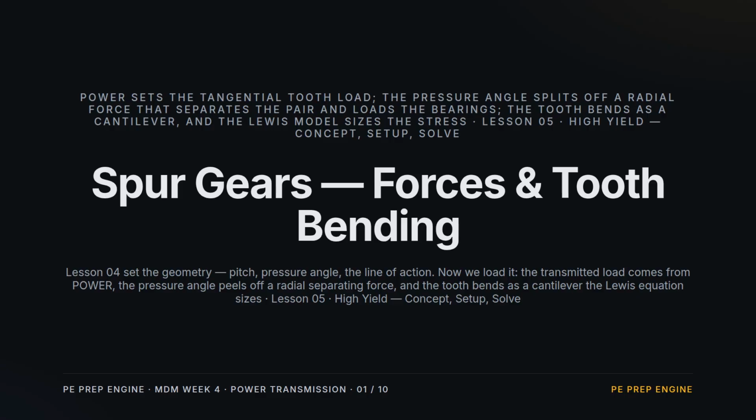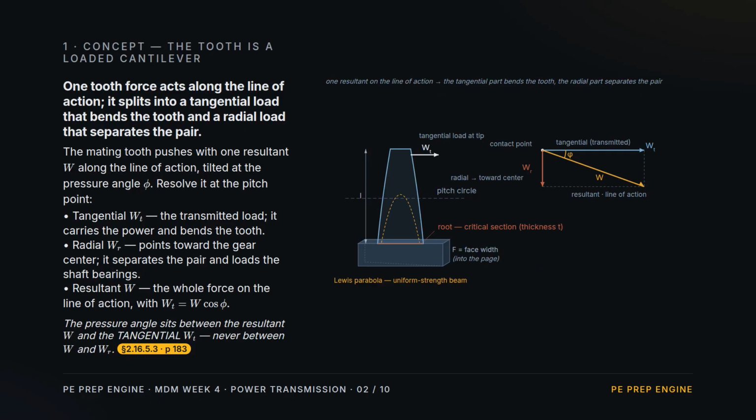Week 4, Lesson 5, Spur Gears, Forces, and Tooth Bending. Lesson 4 gave us the geometry, pitch, the pressure angle, the line of action. Now we put a load on the teeth. 3 ideas carry this lesson. The tangential tooth load comes from power, not from the resultant. The pressure angle splits off a radial force that pushes the gears apart and lands on the shaft bearings. And the tooth bends like a tiny cantilever, so the Lewis equation sizes the stress. Let's build them.